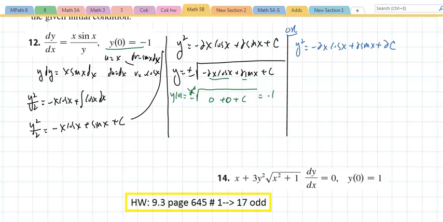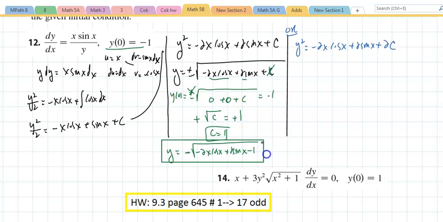The only way this could have a solution is if you have the negative of a radical equal a negative, because a square root can never be negative. And if you square both sides, you get 1. Plug 1 in there. And this tells me that y equals negative the square root of negative 2x cosine of x plus twice the sine of x minus 1 is the solution of this differential equation satisfying this initial condition.